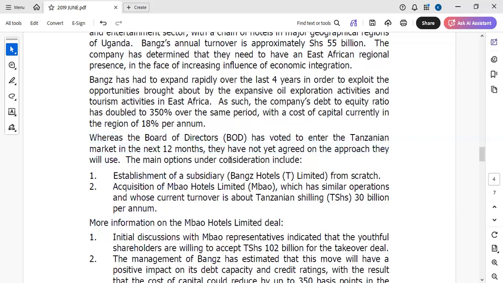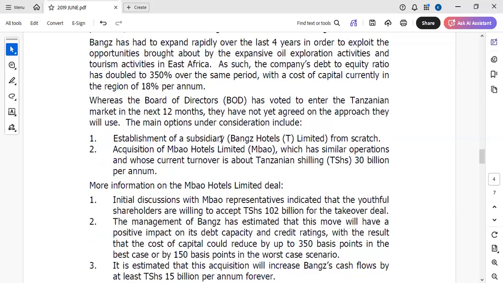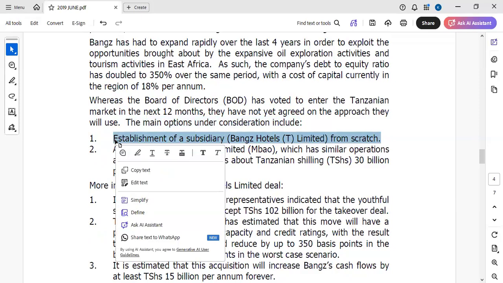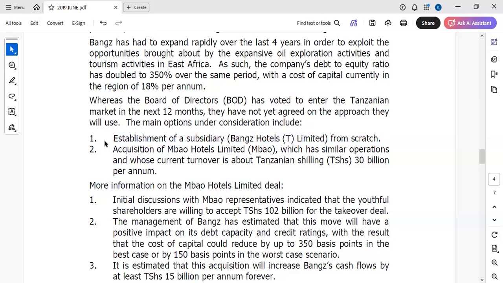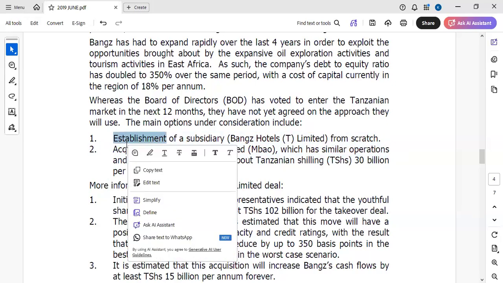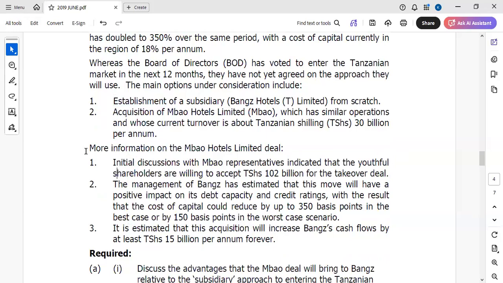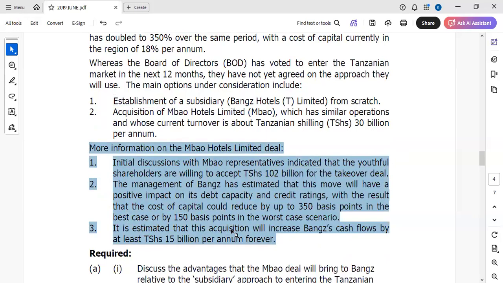The main options under consideration are: one, they should establish a subsidiary from scratch. That is one option. One option to establish what? Establish a subsidiary from scratch, or to acquire Mbayo Hotels Limited, which has similar operations and whose current turnover is about Tanzanian shillings this. So you have two options. More information. The reason why you have this more information is for computation purposes.